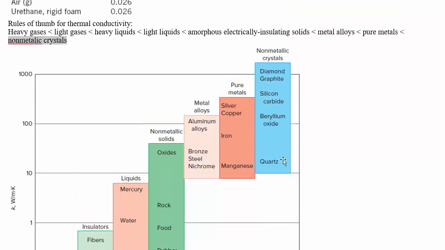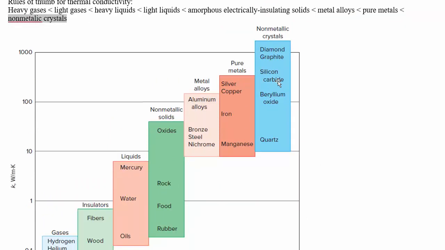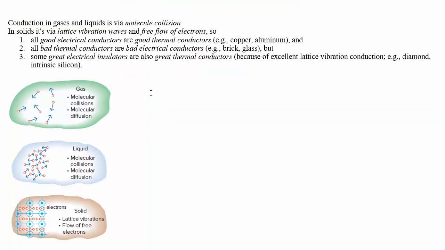To get an idea for some of the interesting things in this table, like why crystals are up at the top here, and why pure metals end up having better thermal conductivity than alloys of those metals, we can look at the mechanisms of heat transfer. In a gas or a liquid, it's via molecular collision and molecular diffusion, whereas in a solid, there are 2 mechanisms of heat transfer: electron flow and lattice vibrations. So in a metal where you have electron flow happening, you know it's going to be a pretty decent heat conductor.